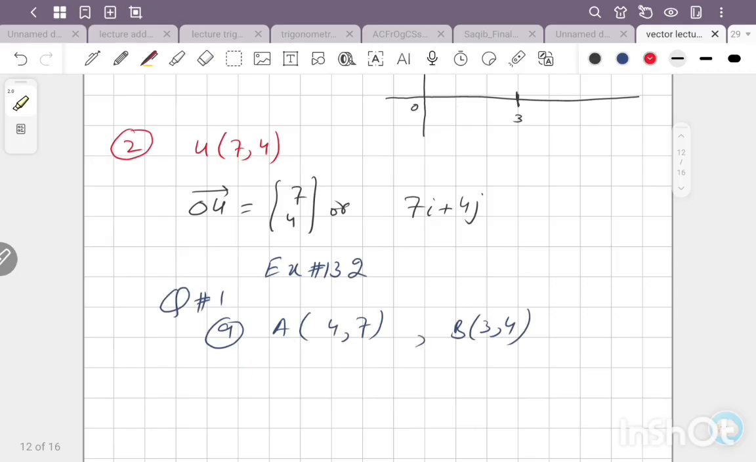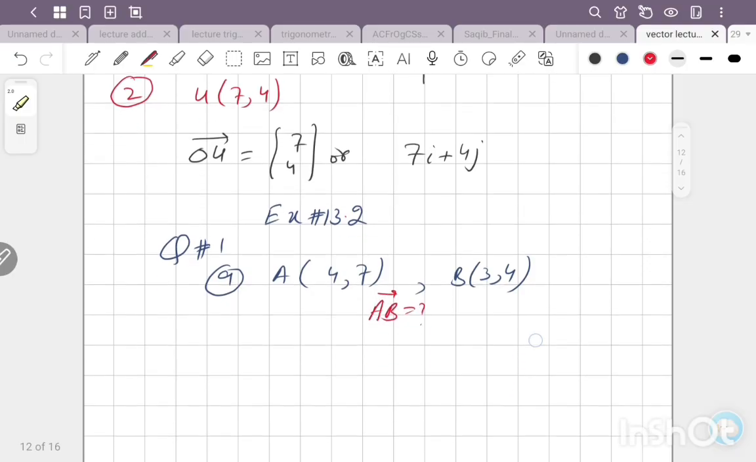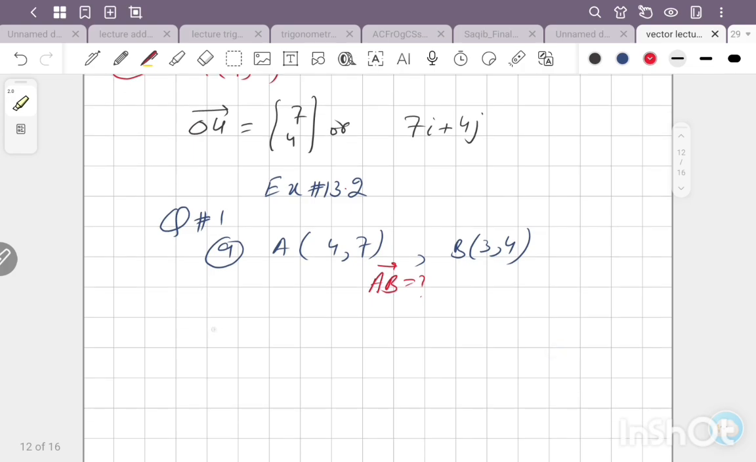Here we have a question, exercise number 13.2, question number 1. A is (4, 7), B is (3, 4). We have to find its position vector AB. So what's the position vector of A? First of all, we write OA, the position vector: (4, 7), and OB is (3, 4). We have to find the AB vector.